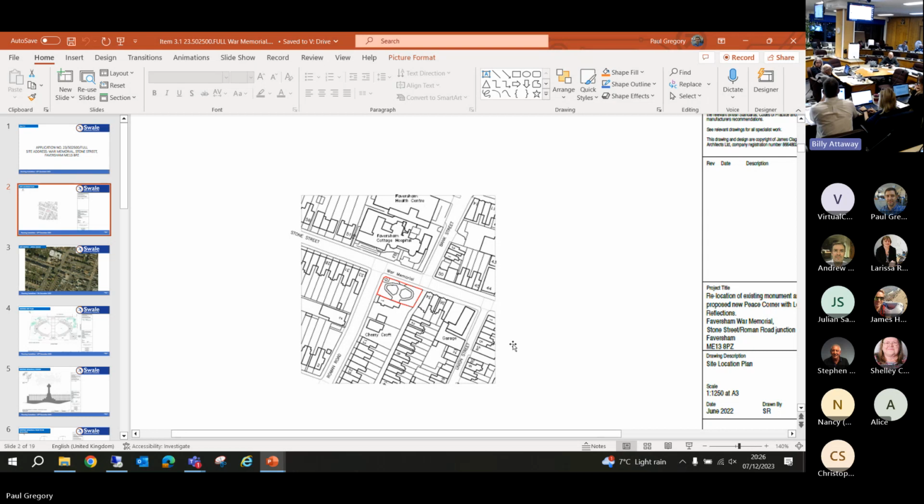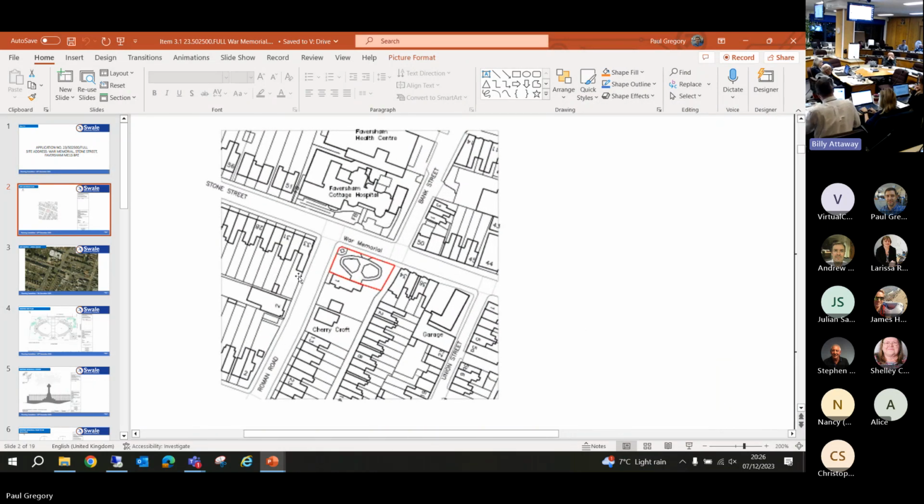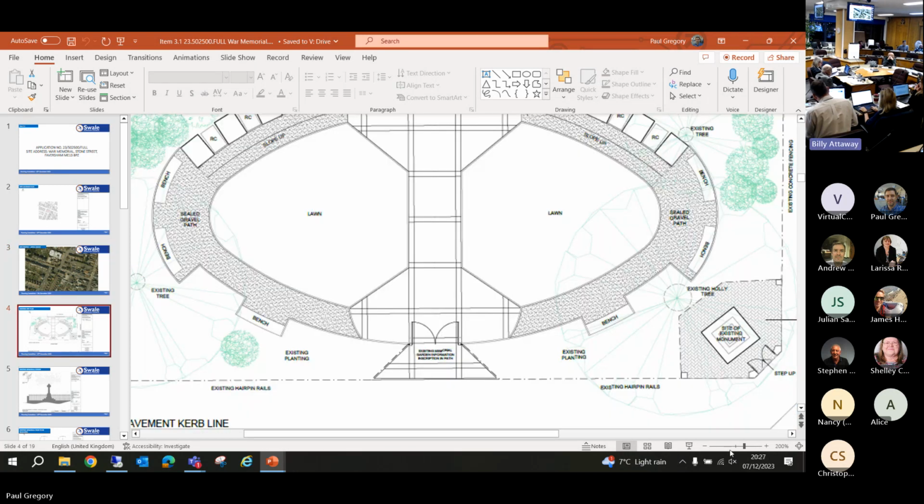Moving into the specifics of the application, I'm sure many of you are familiar with the site, but for those of you that aren't, it's on the junction of Roman Road and Stone Street in Faversham. Outlined in red there, and there's the aerial view of that same part of the town showing the site.